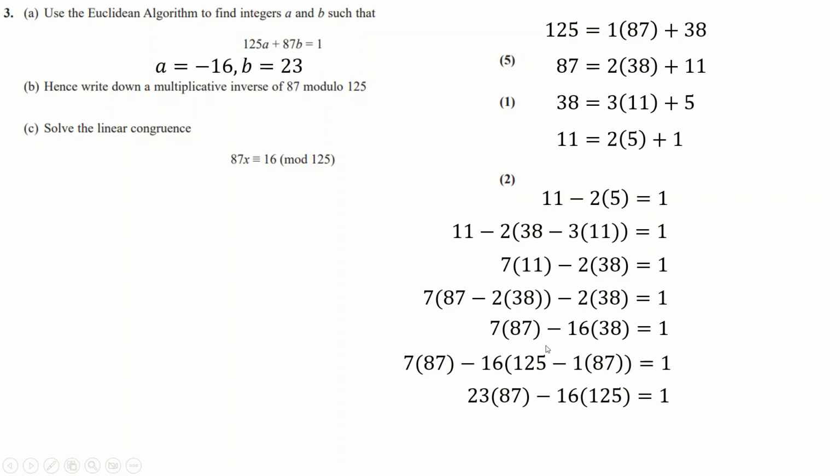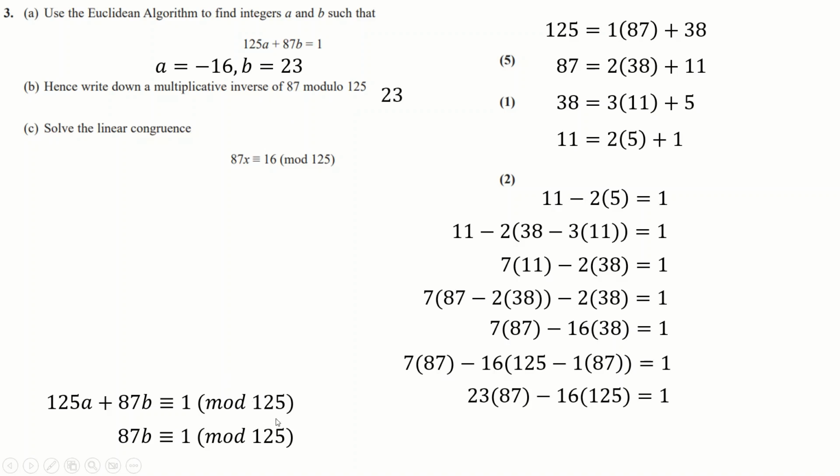And of course you can check this in a calculator as you're going along, just to make sure you're not making any stupid mistakes. But yeah, write down a multiplicative inverse of this mod 125. So you take this statement here, and if you mod it by 125, well, 125 times any whole number is 0 mod 125. So that just goes away. 87 times, well, we've got it right here, 23 is therefore going to be 1 mod 125, and so the multiplicative inverse is 23, so that's quite cool.